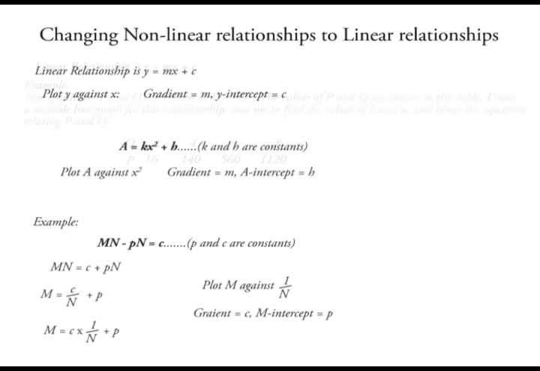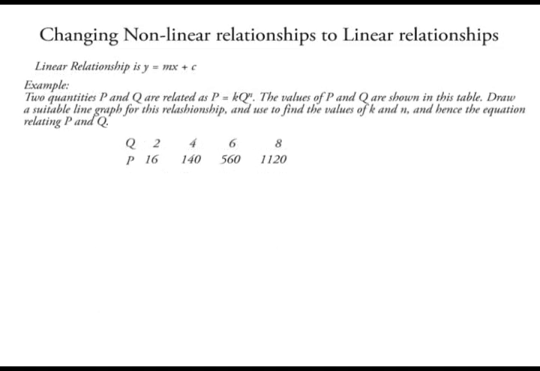Let us take an example. Two quantities p and q are related by the relationship p = kq^n. The values for p and q are shown on this table. Draw a suitable line graph for this relationship and use it to find the values of k and n, and hence the equation relating p and q.